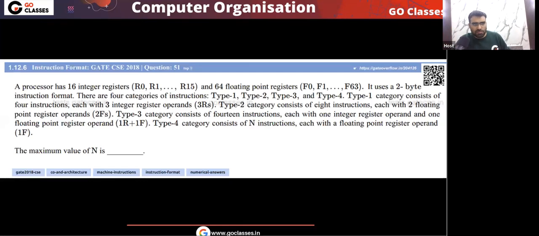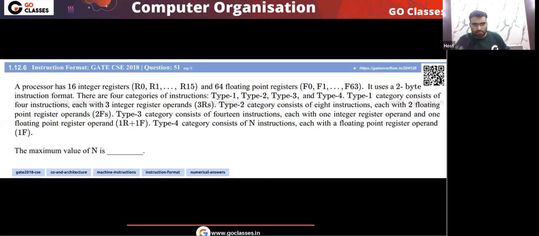Now let's solve this question. Let's solve this GATE 2018 question. A processor has 16 integer registers, and there are 64 floating point registers. It has a 2-byte instruction format. Every instruction has 2 bytes.